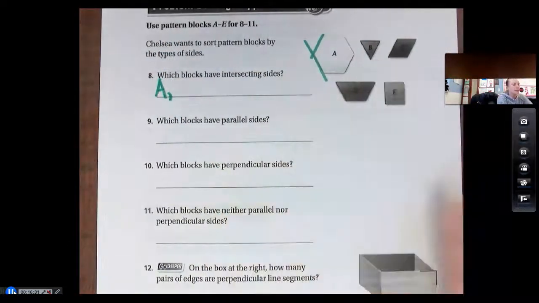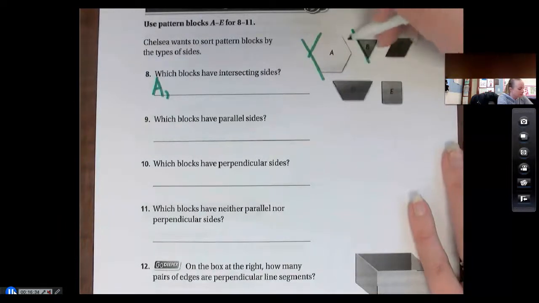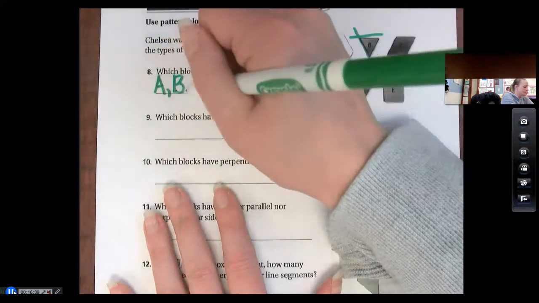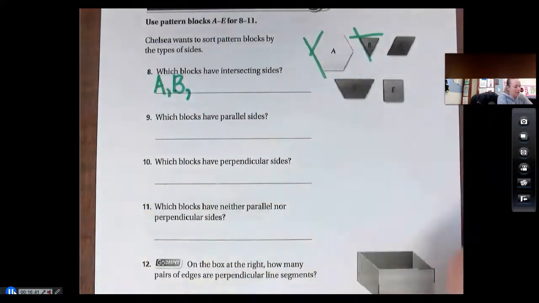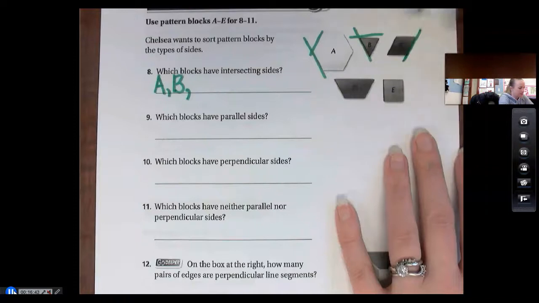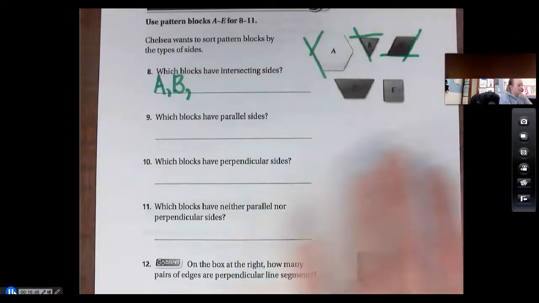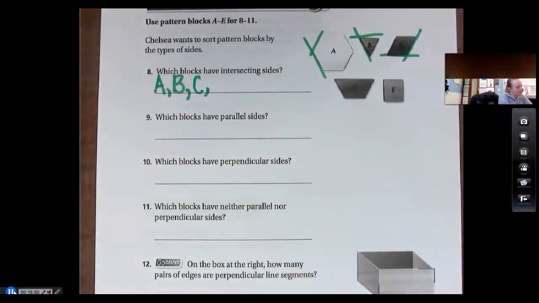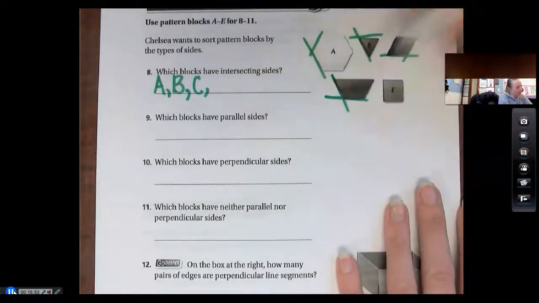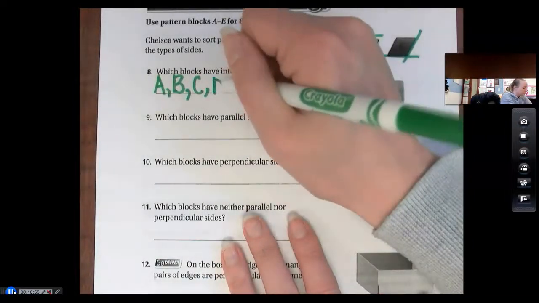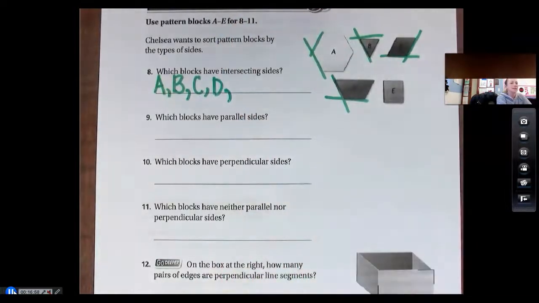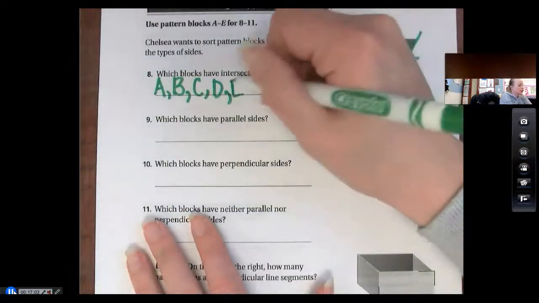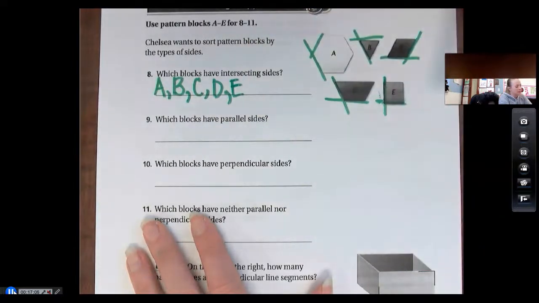Does B have sides that cross? Yes, B has sides that cross. Does C have sides that cross? Yes, C has sides that cross. Does D have sides that cross? Yes. Does E have sides that cross? Yes. So every single shape on our paper has intersecting lines.